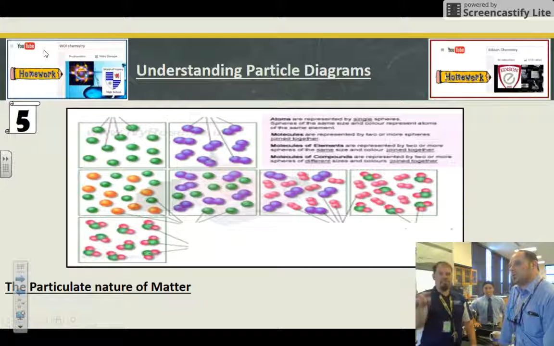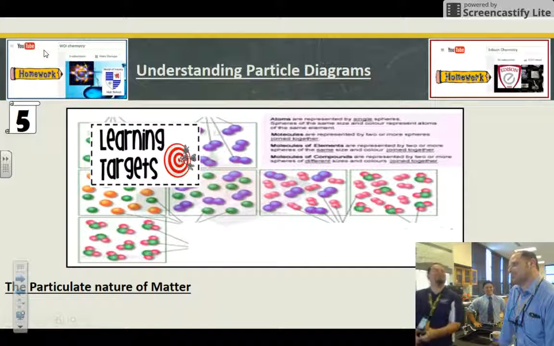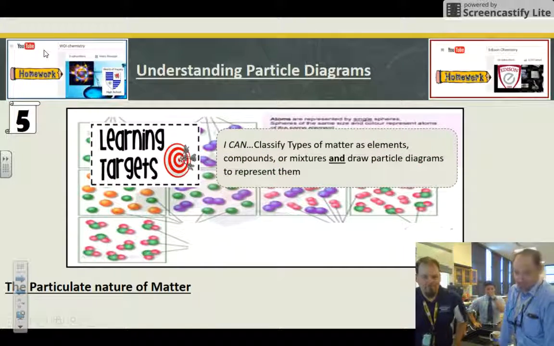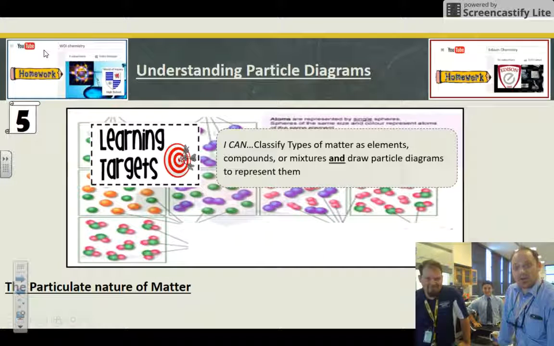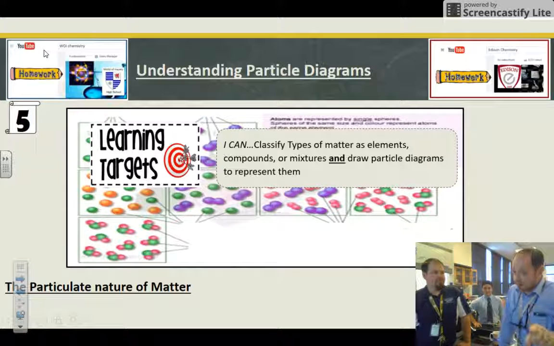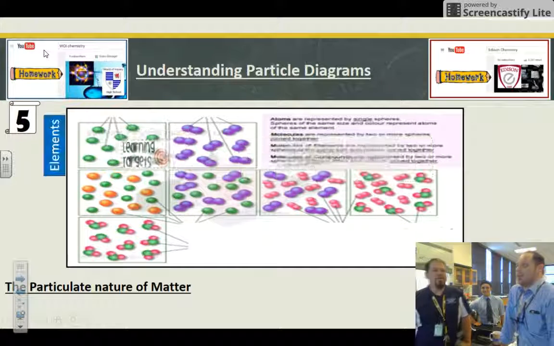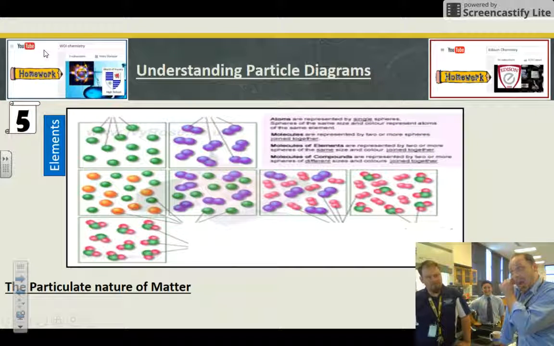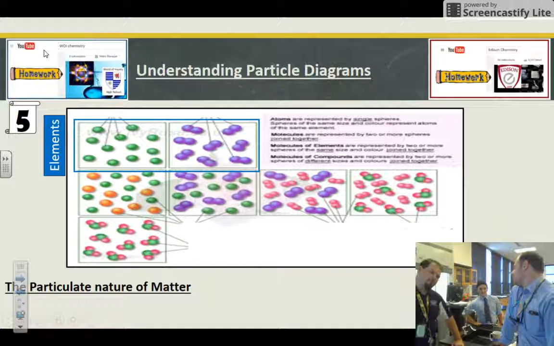All right, first section here. What do you think is going to happen first? That's the learning target. What can you do after watching this video? You shall classify types of matter as elements, compounds, mixtures, and be able to draw particle diagrams of them. And you don't need to be an artist to do this, by the way. So what kind of elements do we got?